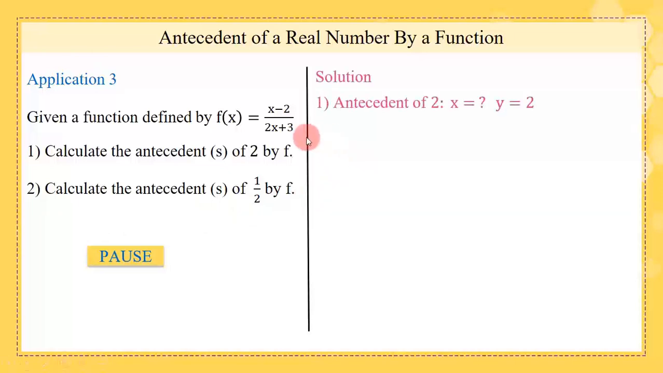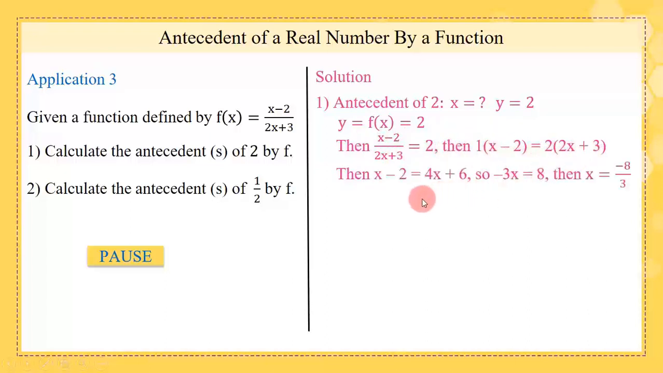Solution. In order to find the antecedent of 2, we say that y equal 2, so f of x equal 2, then we write x minus 2 over 2x plus 3 equal 2, and we solve the equation. So by cross multiplication and doing a simple calculation, we get x equal minus 8 over 3, so x equal minus 8 over 3 is the antecedent of 2.